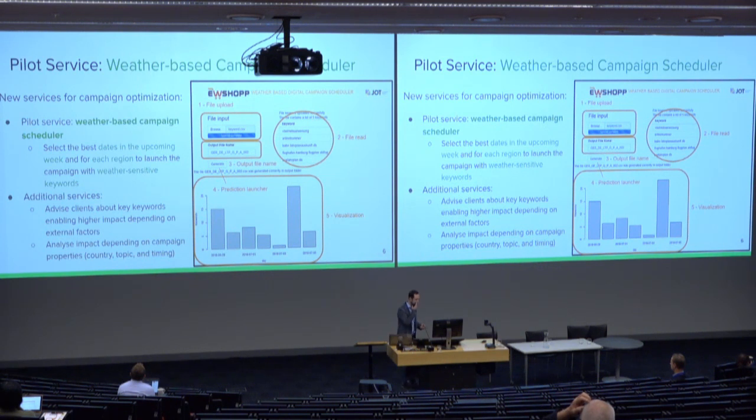So together we developed a pilot service, which is the main result for JOT from the EWShop project. The pilot is a service, a weather-based campaign scheduler. The interface is quite simple. People at JOT can upload a file which contains the keywords on which they want to run a new campaign. And there is a predictor that is able to give the user an insight about which are the best dates on which to run the new campaign. So in this case, the 6th day is the best one for running the campaign for the keyword in the upper left corner.